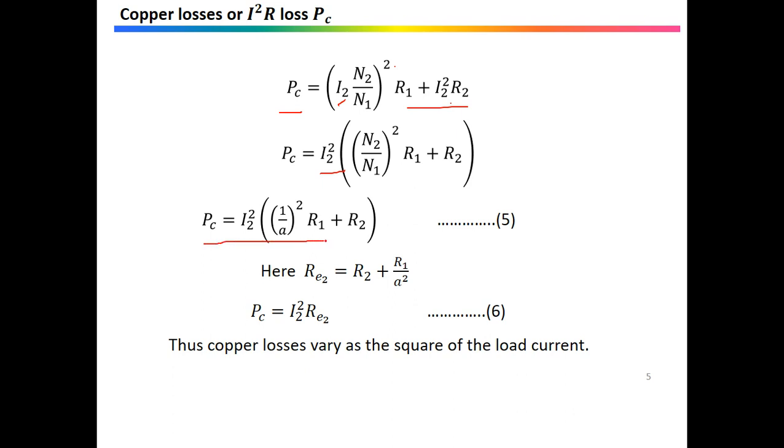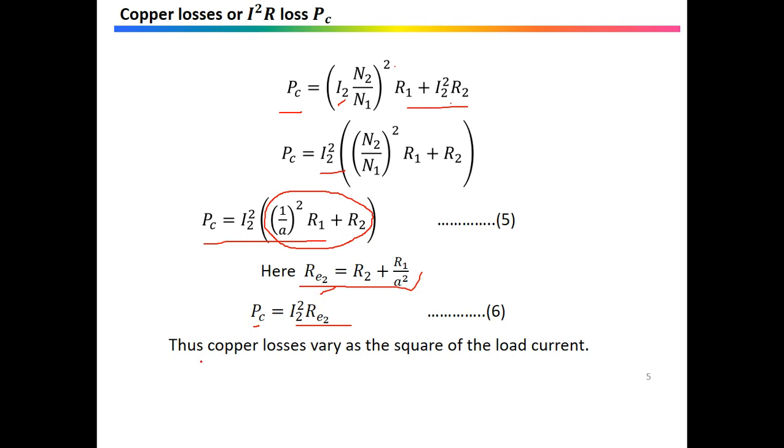So I can write this equation further like this, and it is important to note that this bracketed expression is now R2 plus R1 over A square. We have already studied this at the time of referred values: it is the equivalent resistance on the secondary side. So the copper loss will be I2 square Re2, where Re2 is the equivalent resistance on the secondary side and I2 is the current.